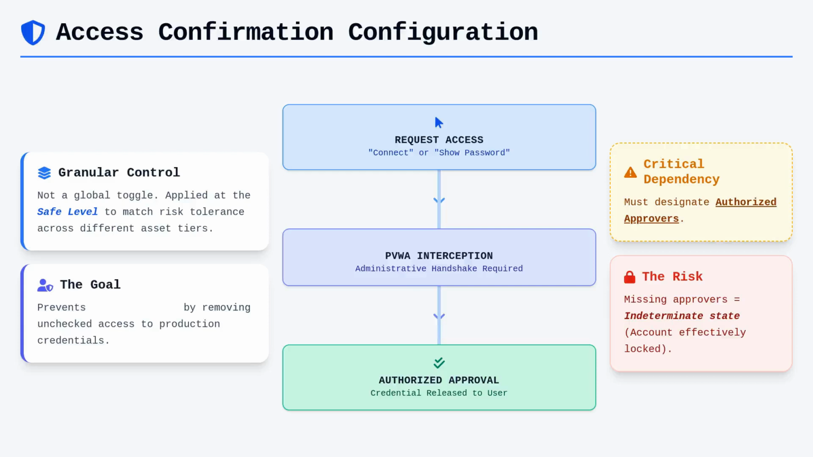Failing to define these approvers properly means that requests will linger in an indeterminate state, effectively locking down the account until an administrator addresses the backlog. This hierarchy of authority is the primary defense against internal abuse, ensuring that even a privileged account holder lacks the unchecked capability to access production credentials.